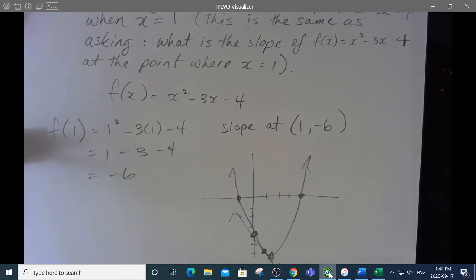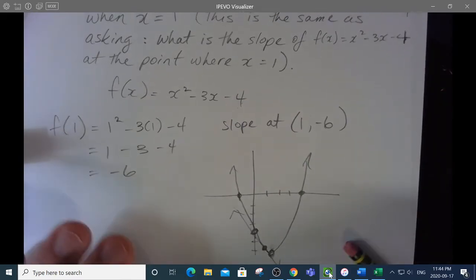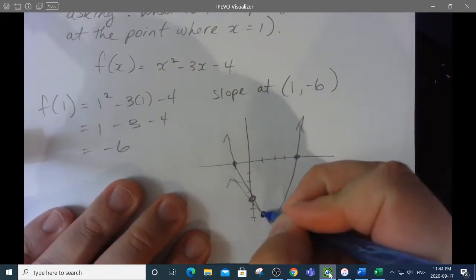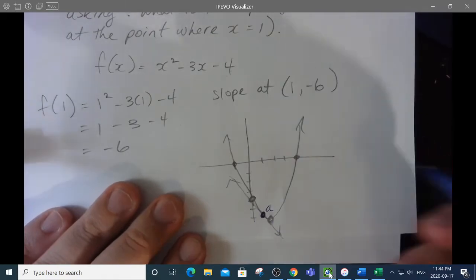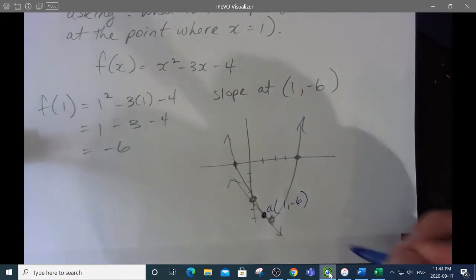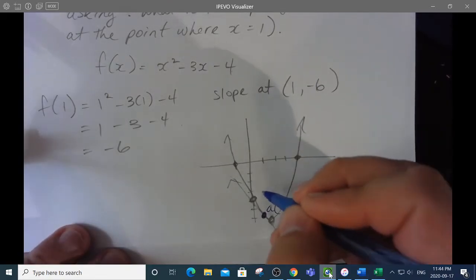So how am I going to find it? Well, I'm going to imagine, I guess I can call this point here A if you like. Call that A, right? And it's A, f of A, which I know it's actually 1, negative 6. I don't have to call it A and f of A. I know those numbers. But I'm going to imagine another point on the curve.